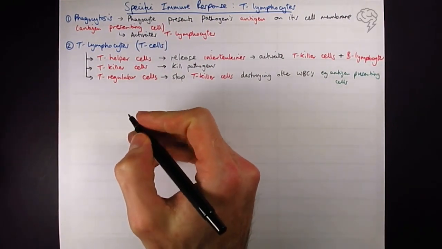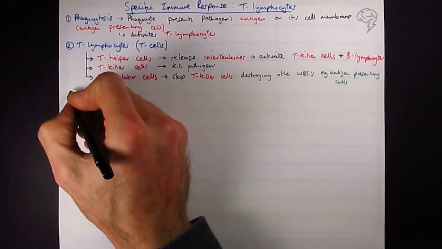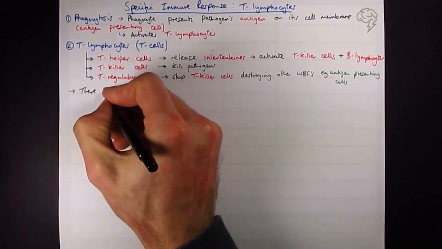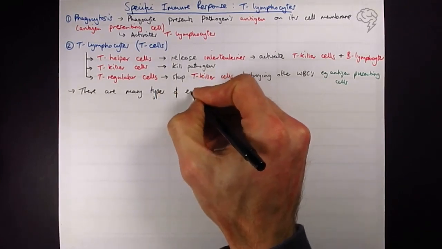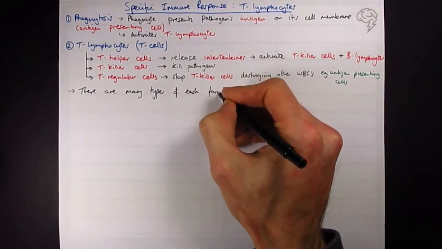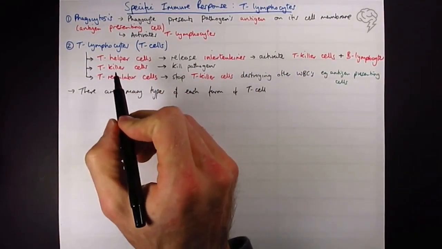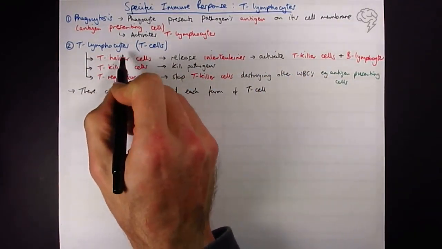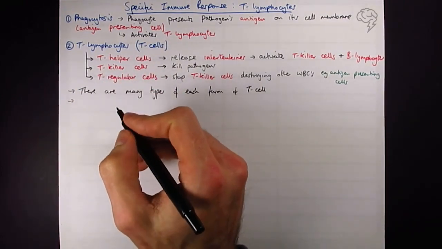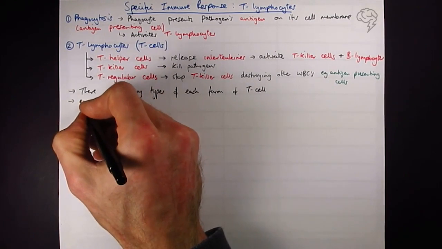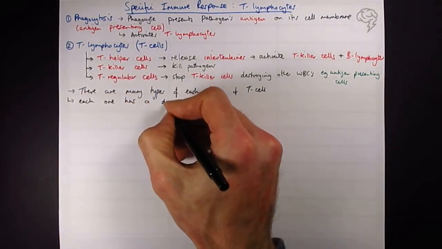So we said there's many types of T cell. Each one has a different protein receptor, which is complementary to a specific antigen. So it's not just one helper T cell. There's many different varieties. Again, this is like a family of T cells. Each T cell is going to have a different protein receptor, which is complementary to a specific antigen.